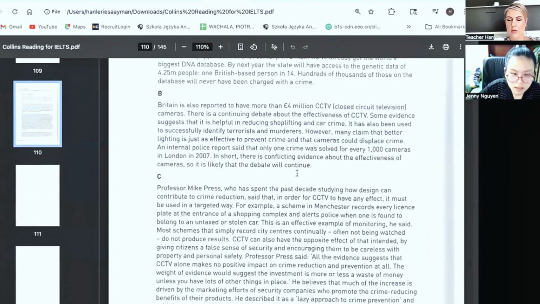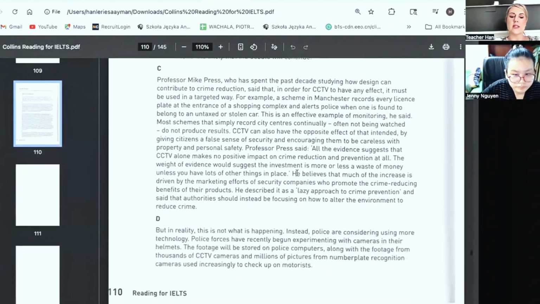They said that the cameras work well, but sometimes they didn't work much. So there is still conflicting evidence about the effectiveness of cameras. Well said, Jenny. That was really good. Now, can you read for us passage C?